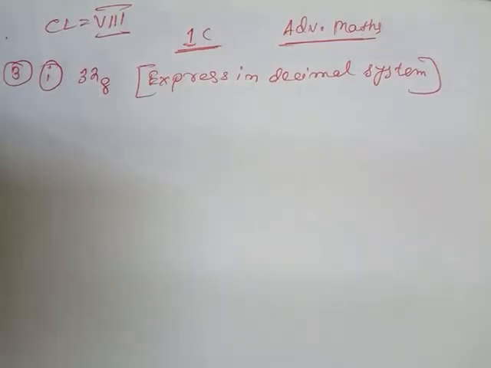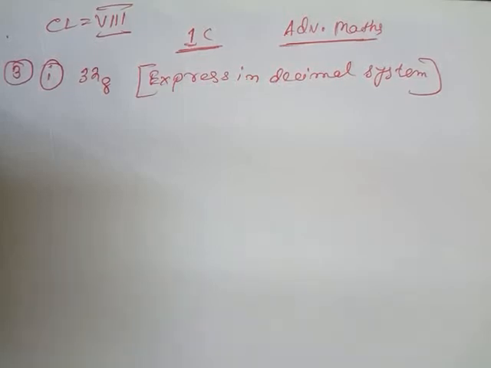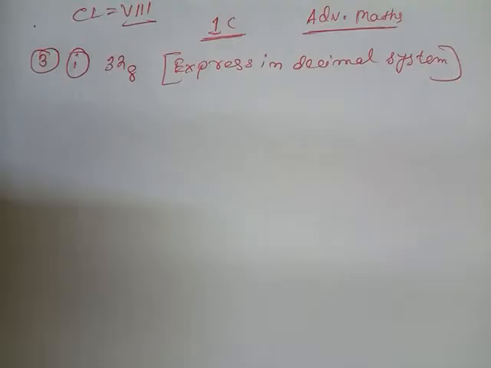Students, today we are going to solve exercise 1C class 8 advanced maths question number 311. 32 base 8 is given and we have to convert this into the decimal system. This question is given in the form octal, which means 32 base 8, and we have to convert this into the decimal system, meaning base 10. Now let's have a look at how to solve this one.